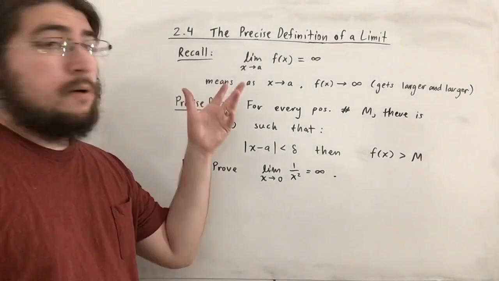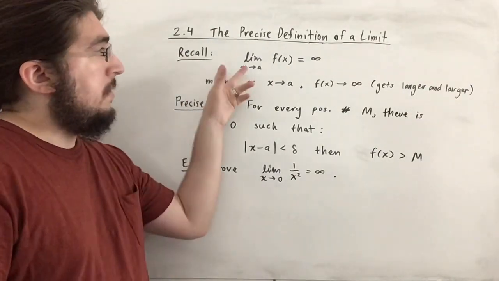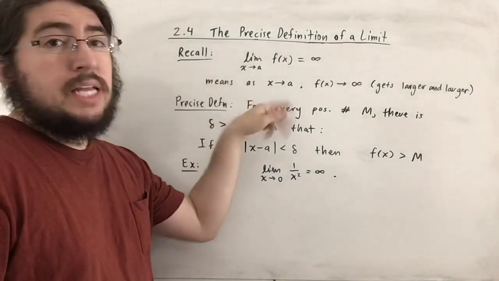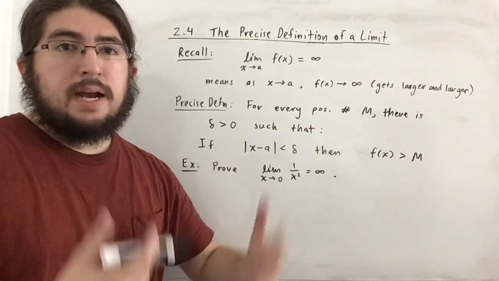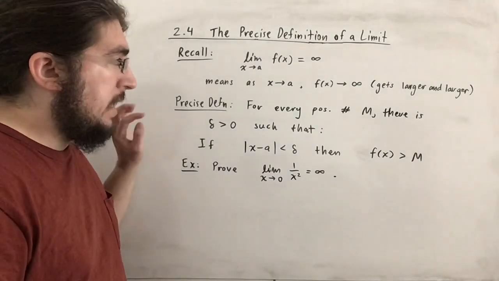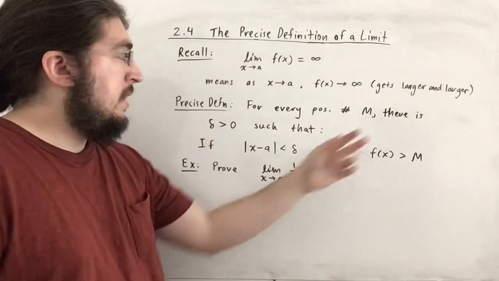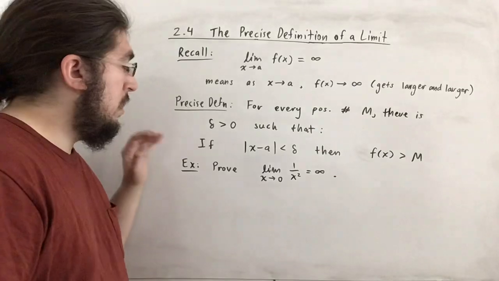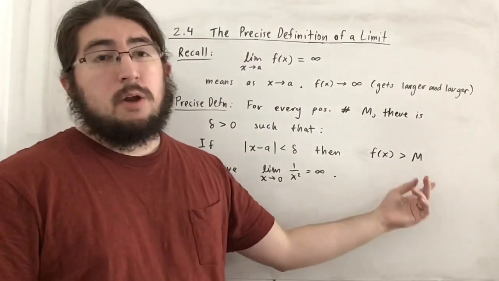All right, so here I want to recall, kind of like how we recalled at the very beginning, the definition of limit. If the limit as x goes to a of f of x equals infinity, this means as x gets closer to a, f of x approaches infinity, meaning it gets larger and larger and kind of out of control, just bigger and bigger. So the precise definition here is that for every positive number, capital M, there is a delta bigger than 0 such that this statement holds. If the absolute value of x minus a is less than delta, then f of x is larger than M.